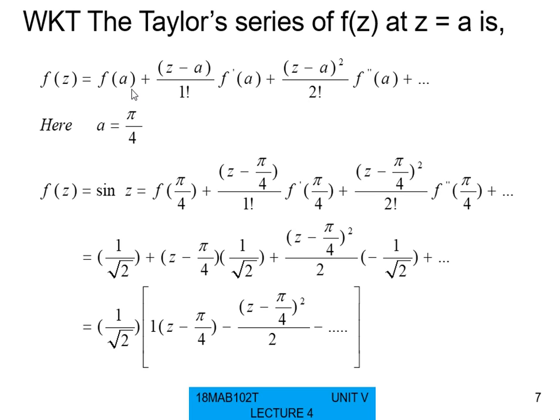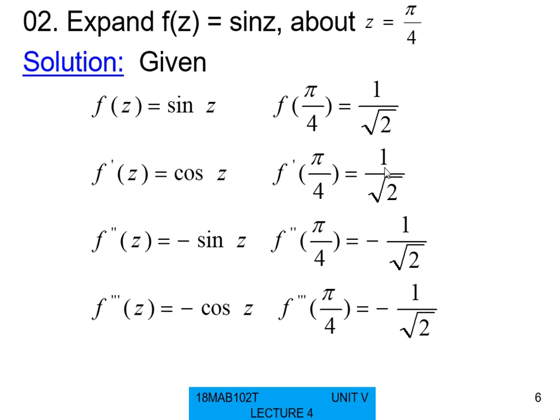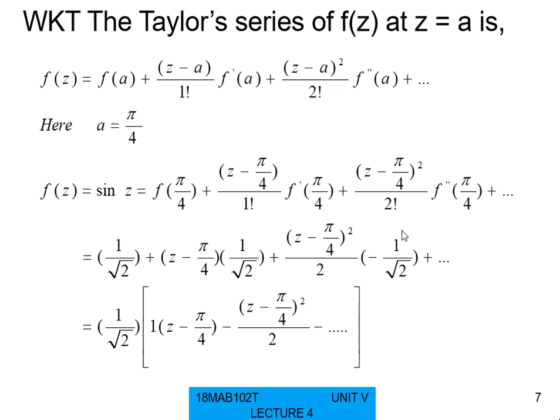Substitute a equal to pi by 4. Got it? Pi by 4. So it is in powers of z minus pi by 4 now. What about f of pi by 4, f dash of pi by 4, f double dash of pi by 4? We have found in the previous slide, 1 by root 2, 1 by root 2, minus 1 by root 2, minus 1 by root 2.